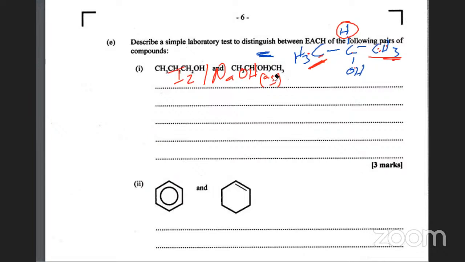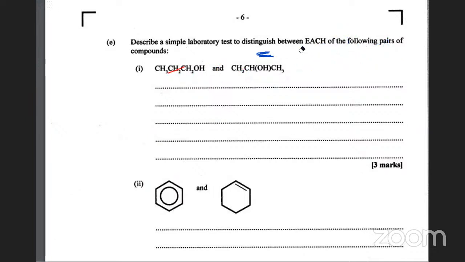What would be the observation with the secondary alcohol? So yellow precipitate. Right. And again, what is that yellow precipitate called? Triiodomethane. Right. So if that asks you for observation, you will get a yellow precipitate of triiodomethane. All right.